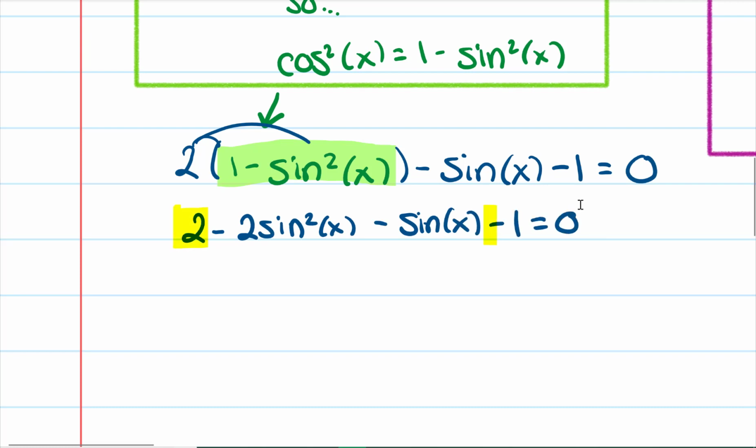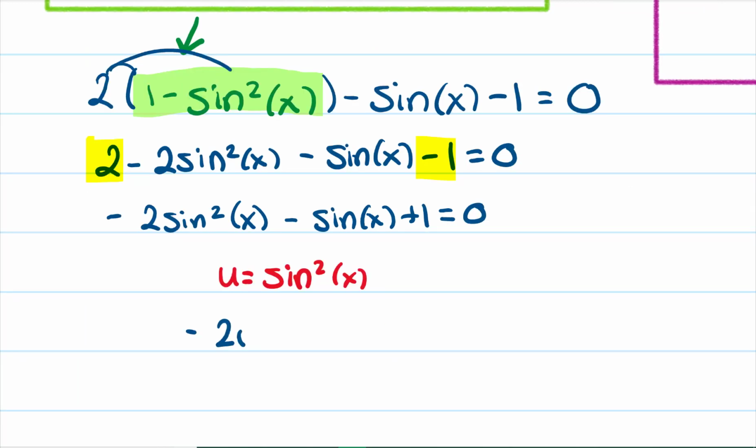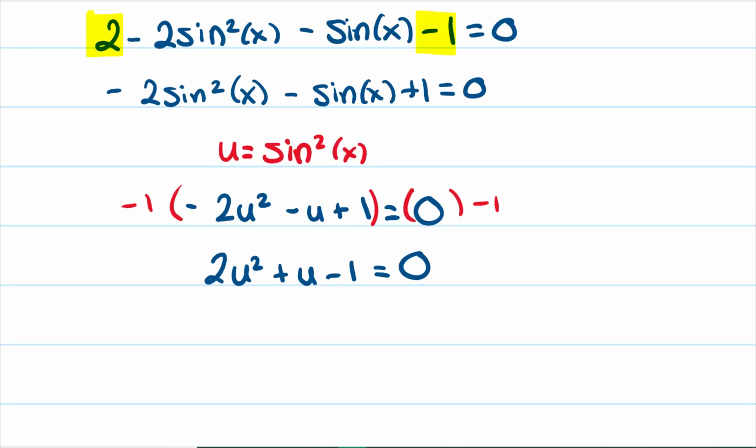We're going to go ahead and combine our like terms, and I get negative 2 sine squared x minus sine of x plus 1 is equal to 0. And then I'm going to go ahead and do the trick where I'm going to let u equal sine of x again, just to make my factoring a little easier. So I get negative 2u squared minus u plus 1 is equal to 0. And then from here, I want my leading coefficient to be positive, so I multiply both sides by negative 1. And I get 2u squared plus u minus 1 is equal to 0. And now I can go ahead and factor.